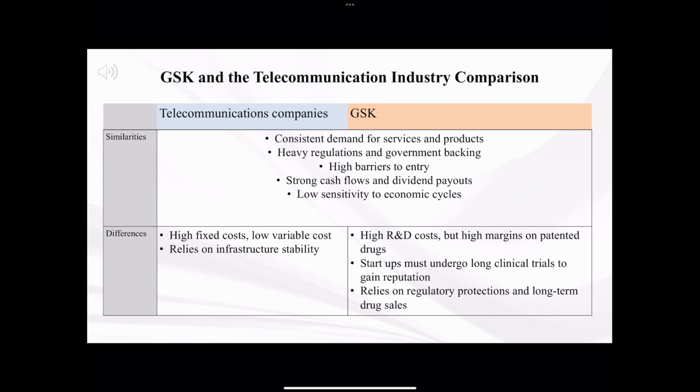However, we can see that telecommunications companies have high fixed costs and low variable costs and rely on infrastructure stability, whereas GSK, for example, has high R&D costs but high margins on patent drugs. Startups must undergo long clinical trials to gain reputation as well, and also they rely heavily on regulatory protections and long-term drug sales.